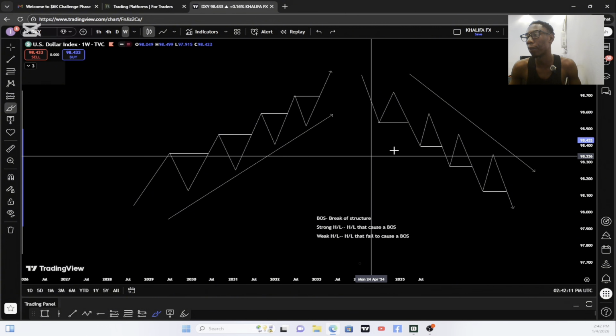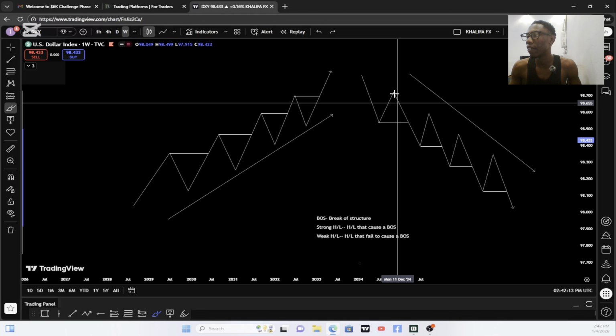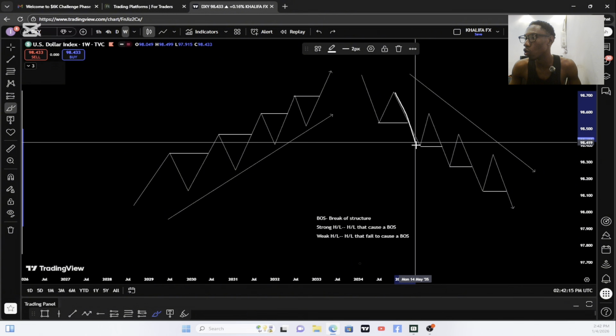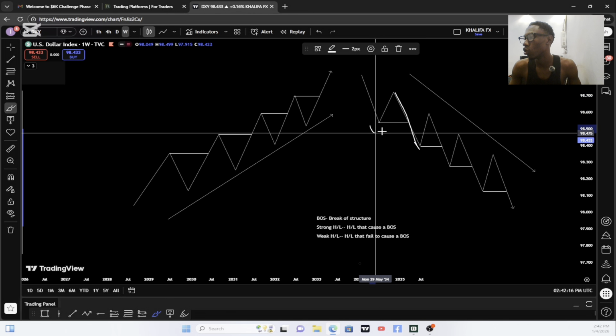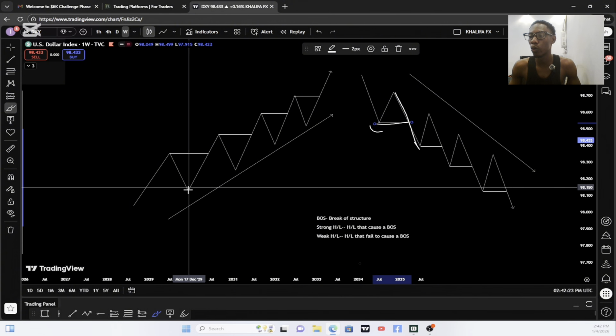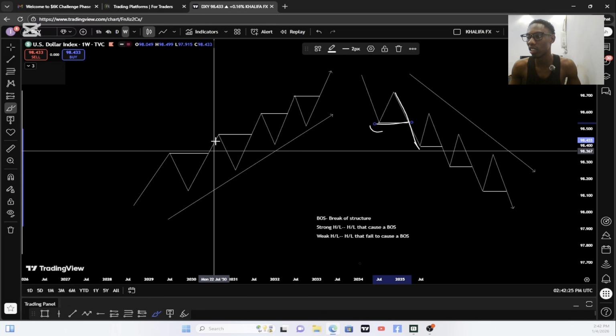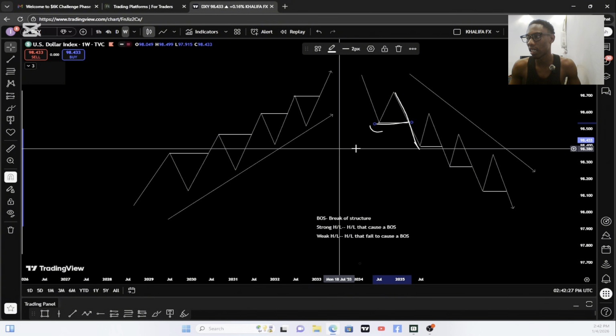And the same thing happens in a bearish market. If price trades below a low, then we will see that price has broken structure to the downside. And here we will say that price has broken structure to the upside.